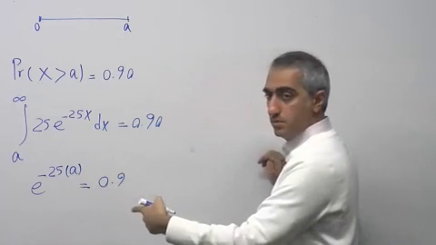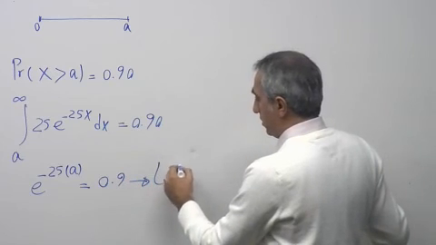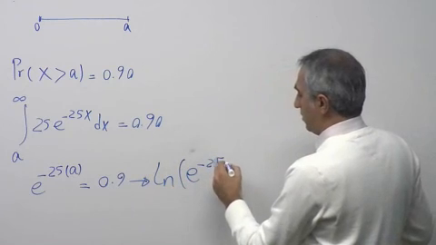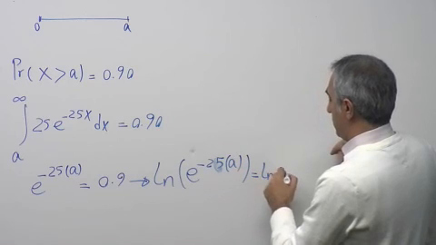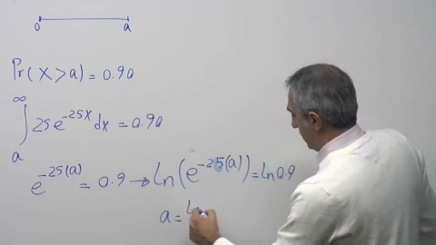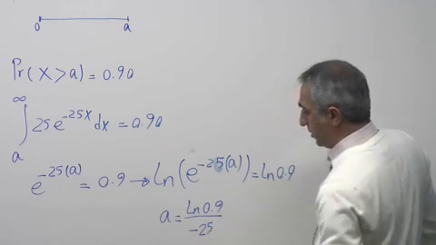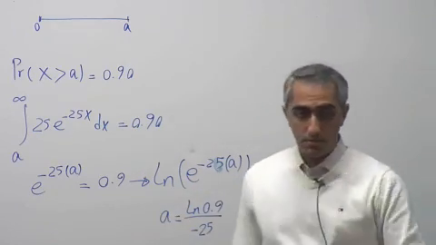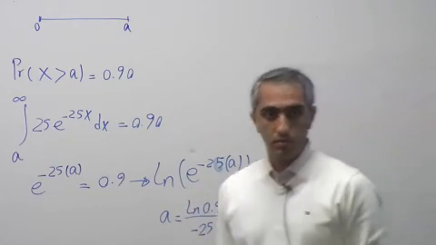What is the next step? Taking the natural log. So if you take the natural log, your a at the end of the day would be ln of 0.9 divided by minus 25. And by the way, this is a positive number because the exponential distribution is always a positive number. This is negative, then a would be positive.